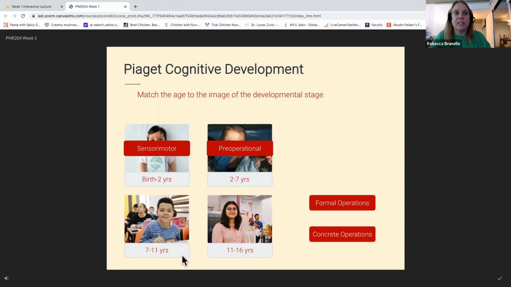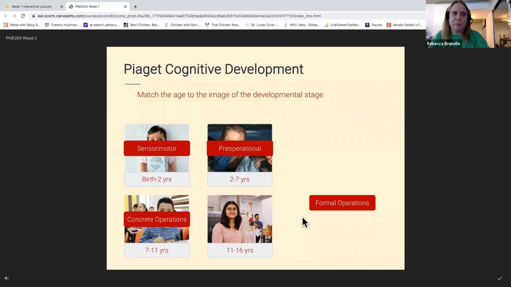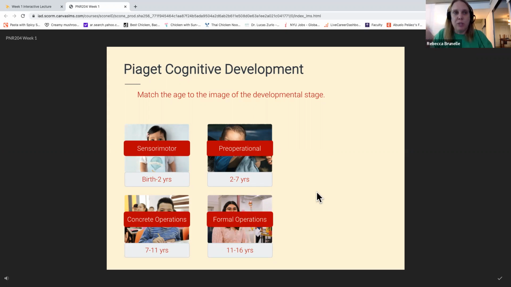Okay. So then 7 to 11, which Piaget stage is that? Formal. I thought it was concrete. Let me see here. I don't want to be wrong. Yeah, it's actually concrete. So they're more concrete in their thinking. They're able to understand more complex math questions and understand concepts like mass. And then formal operations, this is when they're going to be able to do more abstract thinking. And we'll do a little bit of Piaget later on in this presentation.